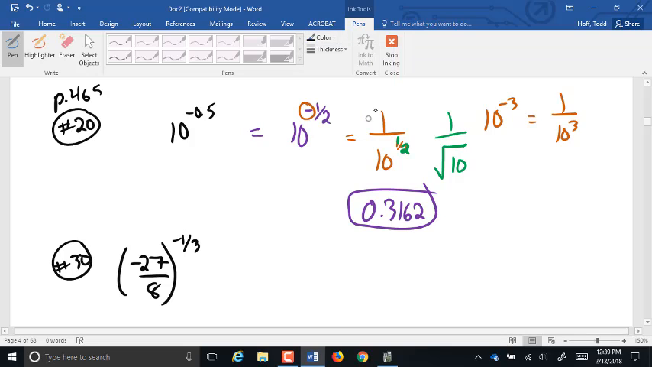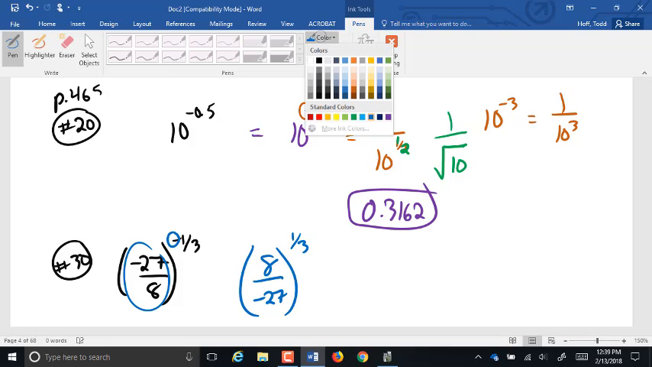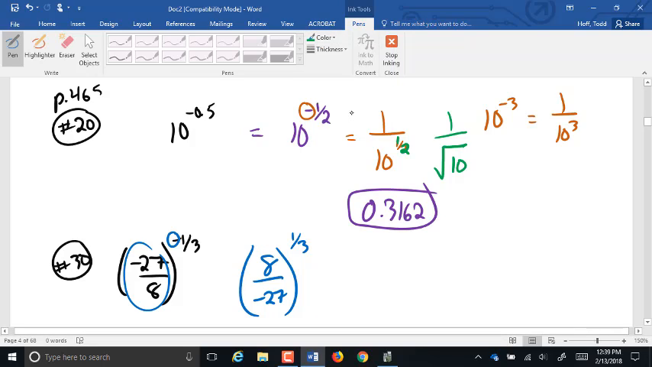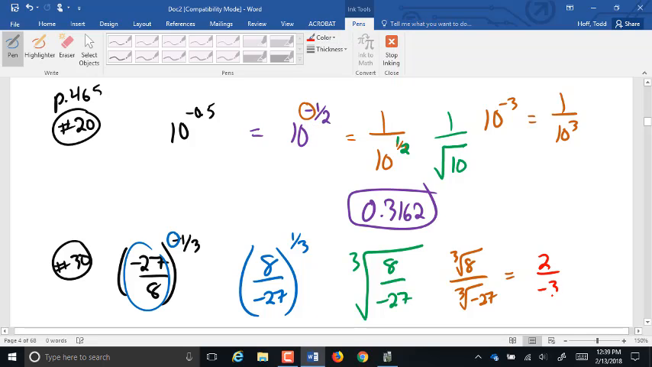Now, here's what I'm going to do first. I'm going to do the negative, because the negative means reciprocal. So I'm going to take the reciprocal of this. So that's going to be 8 over negative 27 to the power of 1/3. Now, the power of 1/3 means third root of 8 over negative 27. Third root, then, of course, can be split. Third root of 8 over the third root of negative 27. Third root of 8 is 2, and third root of negative 27, negative 3. So the answer is a negative 2/3.